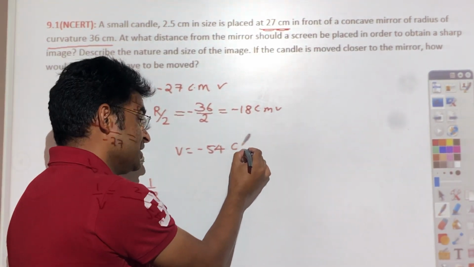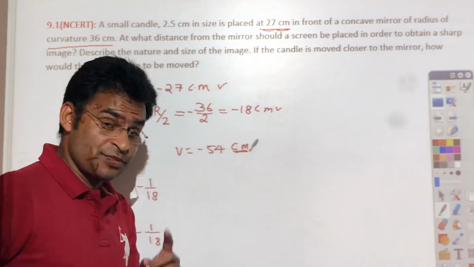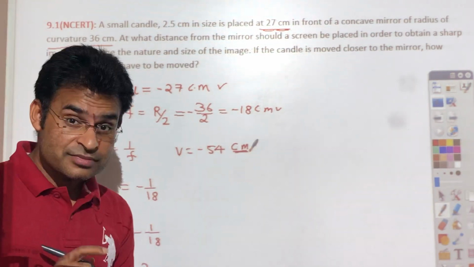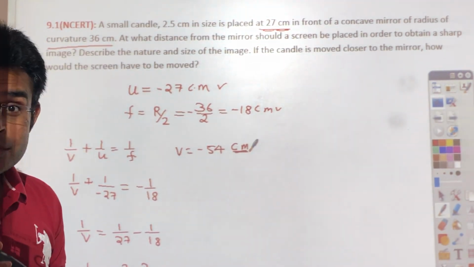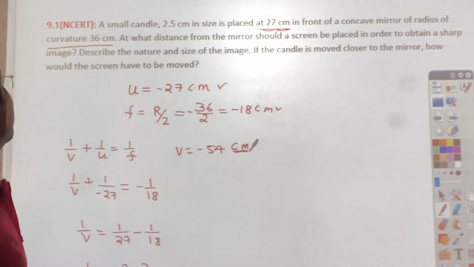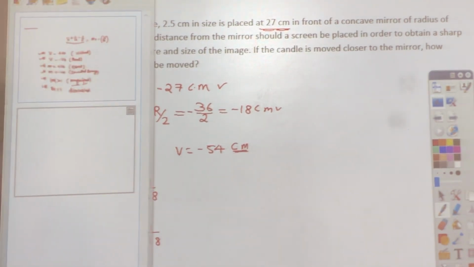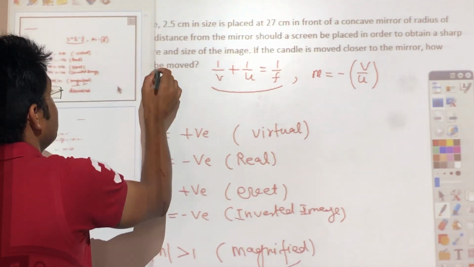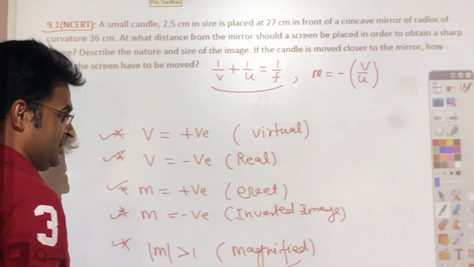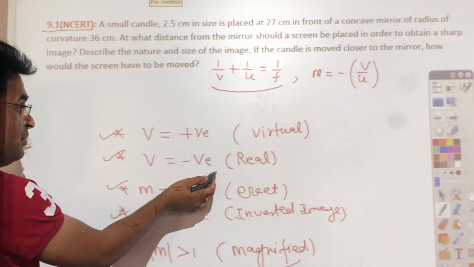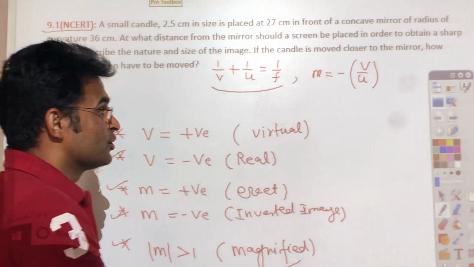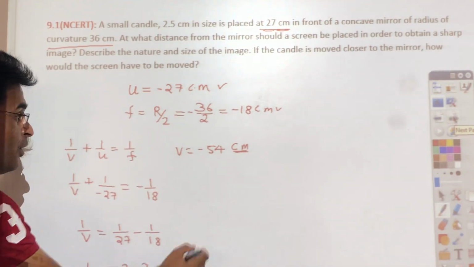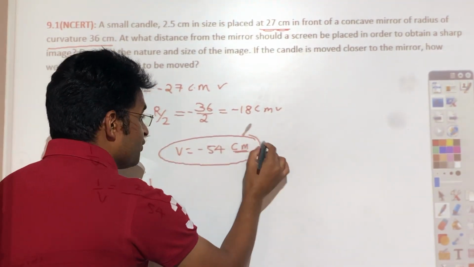If you see this answer, I got v negative. If you remember the first point, if v is negative, the image will be a real image. So in this case, the image will be real.